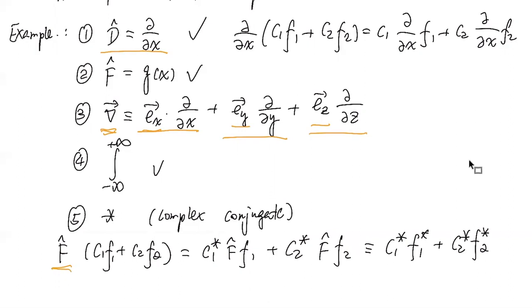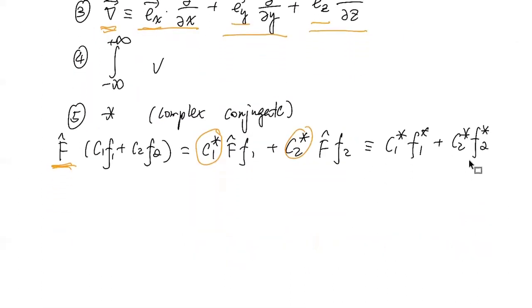But as you can see, after applying this operator, what we have in general is C1 star or C2 star. And in general, C1 star is not equal to C1, and C2 star is not equal to C2, unless C1 and C2 are real constants, right? Unless C1 and C2 are real constants. So in general, complex conjugate is not a linear operator.